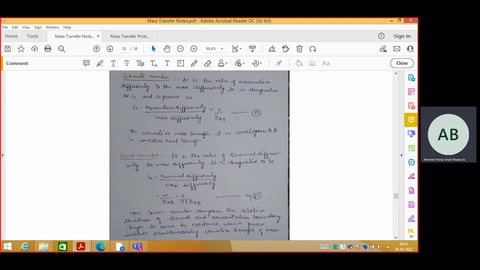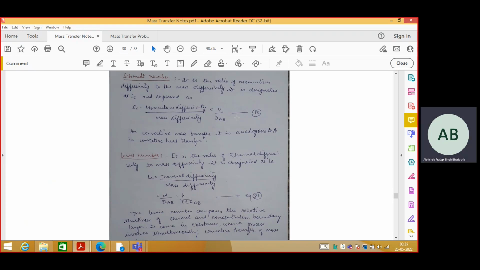Schmidt number. This is the ratio of the momentum diffusivity to the mass diffusivity, so we can say nu by D. It forms the connecting link between the velocity and the concentration profiles. These profiles show identical behavior when the Schmidt number is equal to 1.